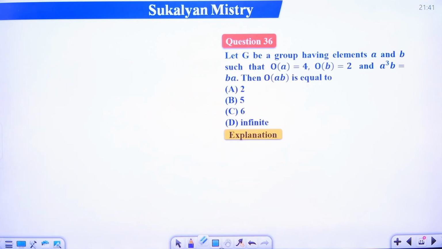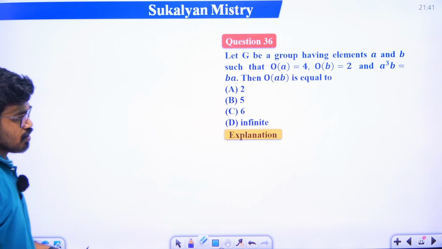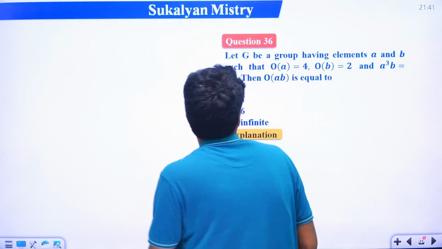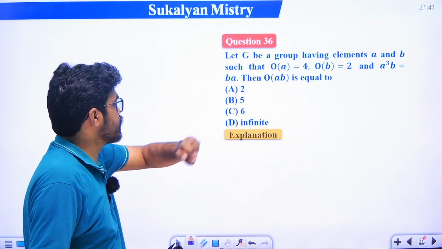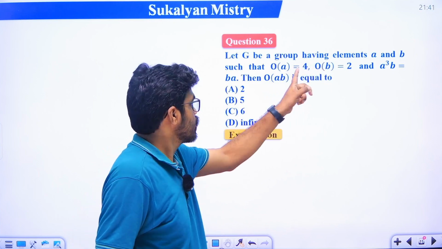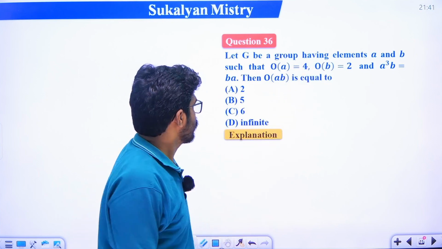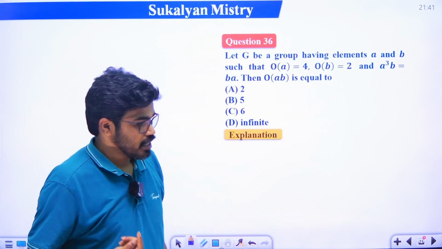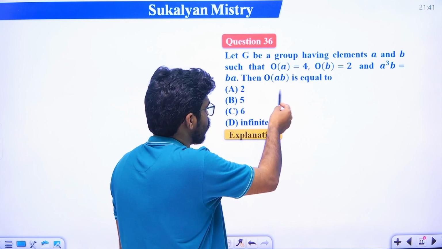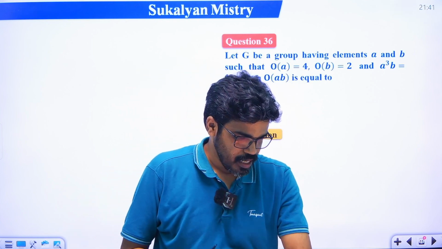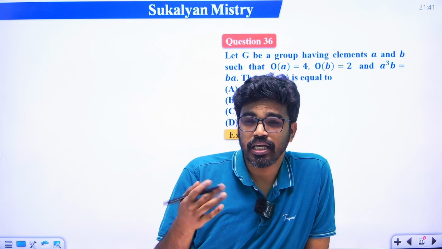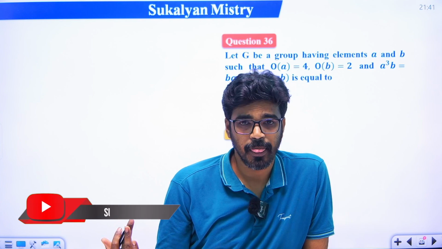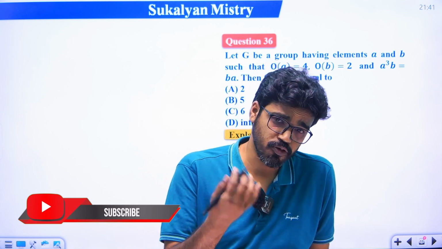So next example, just see what is given here. Let G be a group having elements A and B such that the order of A is 4, the order of B is 2, and A cube B is BA. We have to calculate the order of AB. If AB multiplied a minimum of 3 times gives the identity element, then the order of AB will be 3. First we check 2 times, then 3 times, next 4 times.